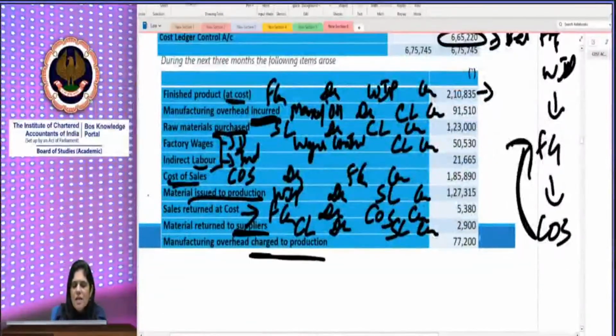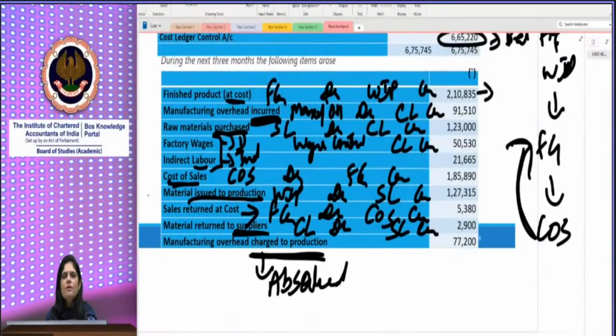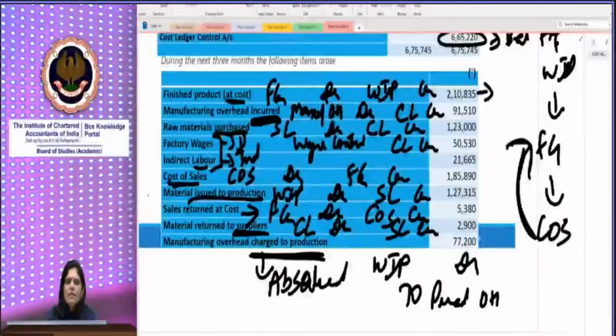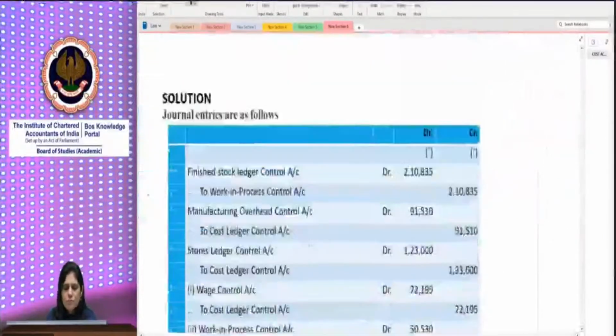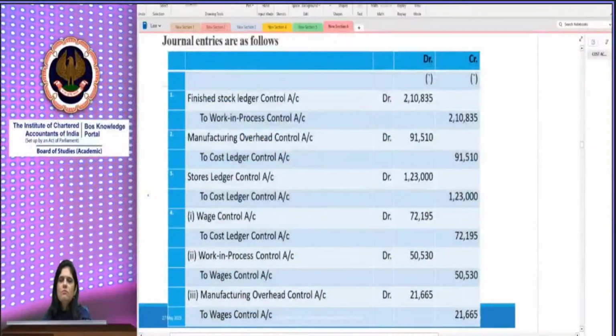Manufacturing overhead charged to production. Production means, see, manufacturing overheads were incurred. Charged means absorbed. Now, manufacturing overheads will go where? It's going to production. Production means WIP. WIP debit to production overhead control account. So it is going from manufacturing to production. It is absorbing in WIP. So WIP debit to production overhead control account. So these are the entries. Just to cross-check the entries. Anything you don't understand, please let me know.